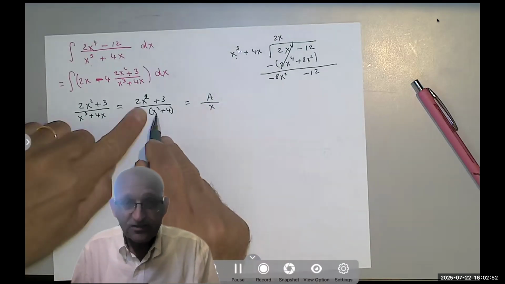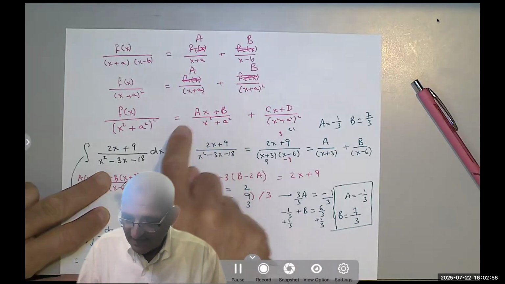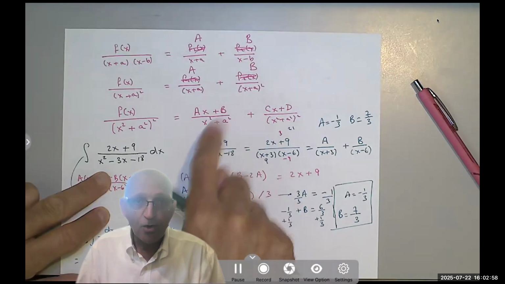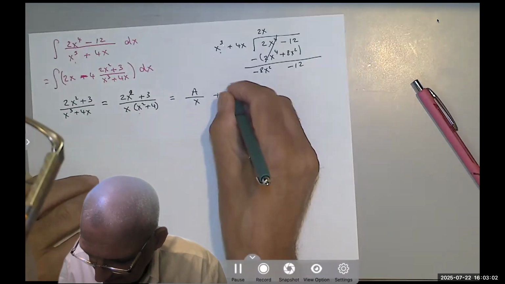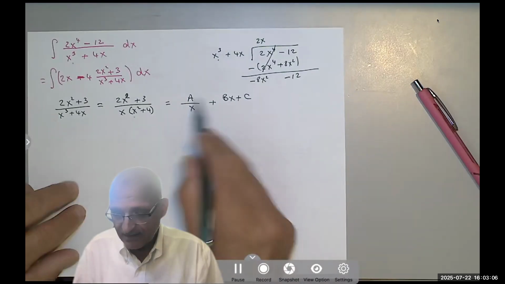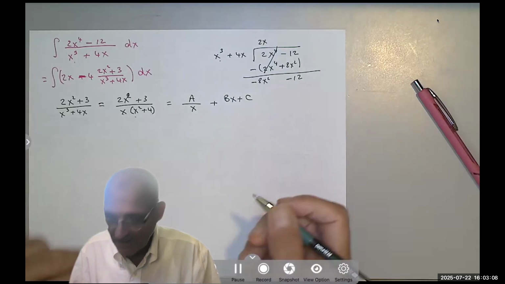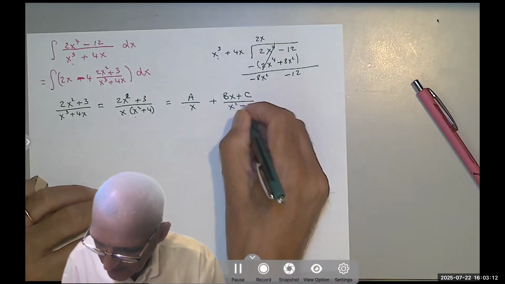But the second one, remember, it's the third case down here. You have to write it as ax plus b over that. So in that case, we write it as bx plus c, because the a is already used. We know that these may not be the same numbers, so we cannot use a again. Over x squared plus 4.